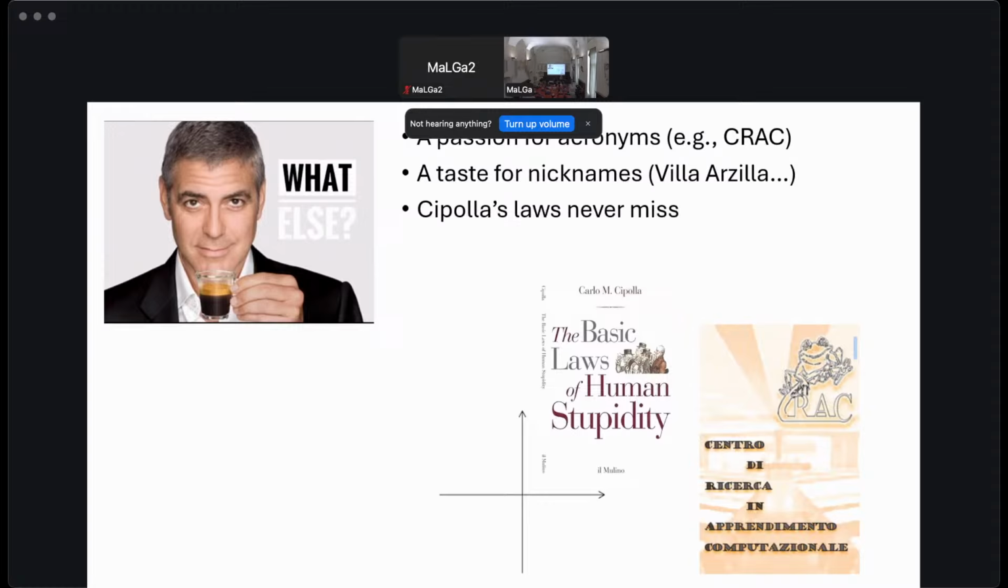As an example, he also has a thing for nicknames. Again, I quote Villarzilla, a living lab that was meant for elderly people. It wasn't officially called Villarzilla, but everybody ended up calling it that. And last but not least, everybody working with him knows that Cipolla's laws are never wrong, but someone else will be saying something on that.